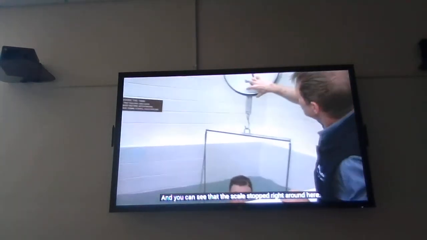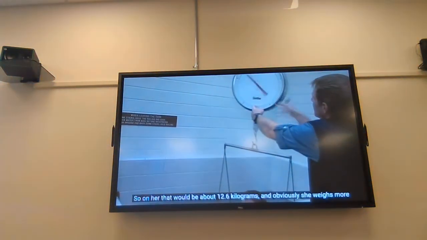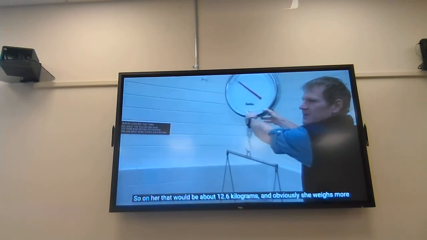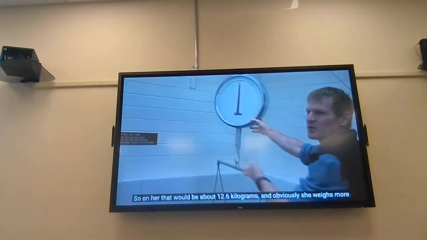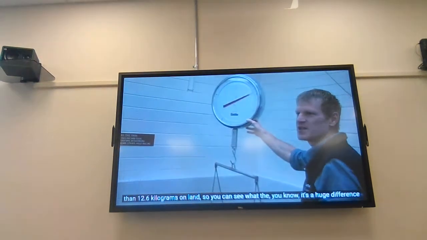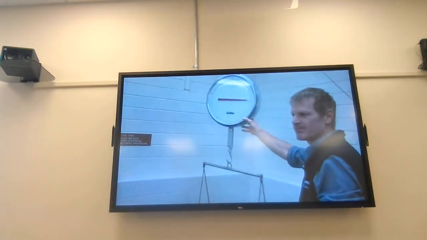And you can see that the scale stopped right around here. So on her, that would be about 12.6 kilograms. And obviously she weighs more than 12.6 kilograms on land. So you can see there's a huge difference between your land mass and your underwater mass.